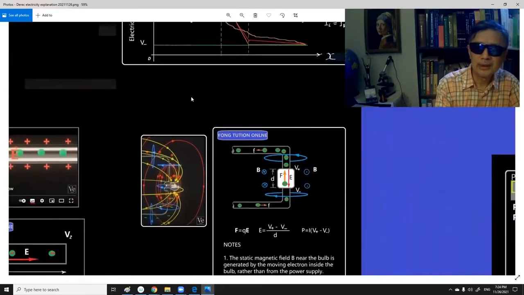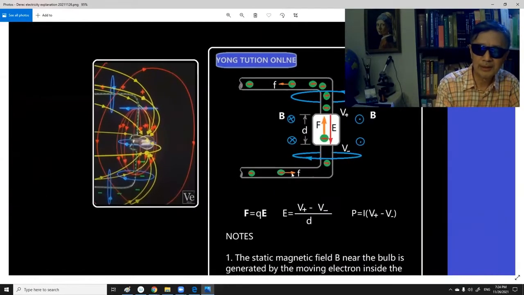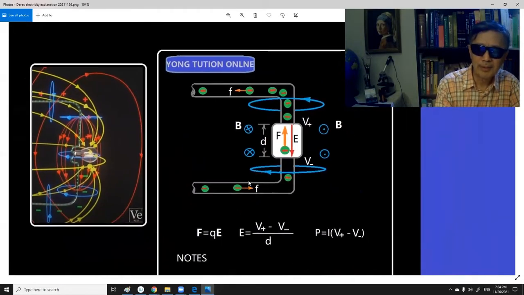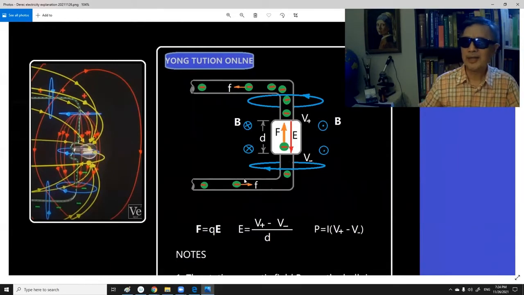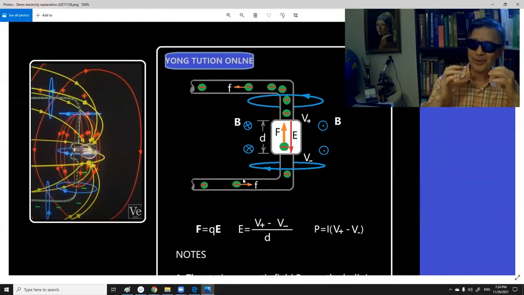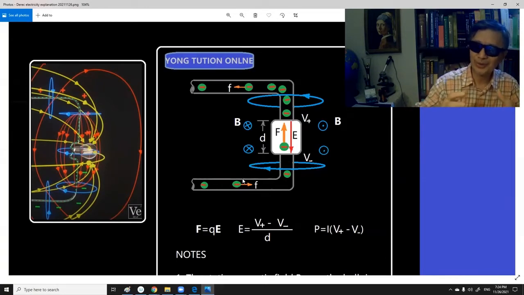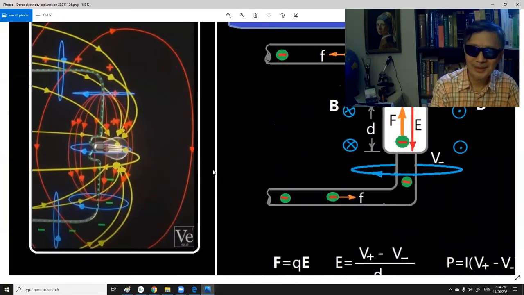Let's go to this most important part. The important question: how does the assumed electrical power move into, or get absorbed or transformed into, in this case, the energy to turn on the light bulb? There's no explanation. There's no explanation.